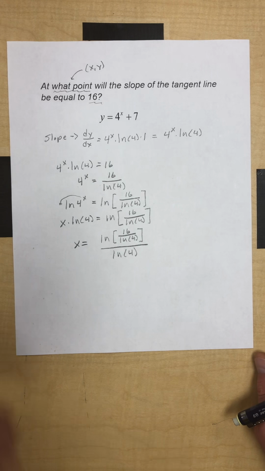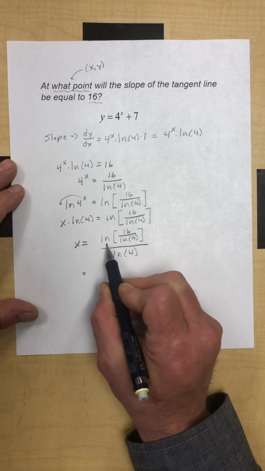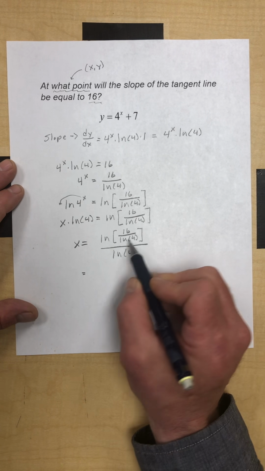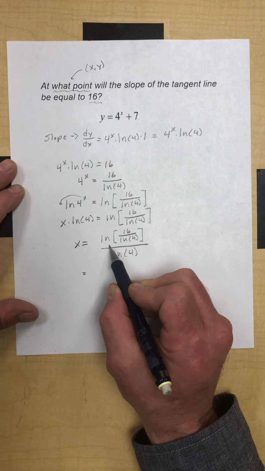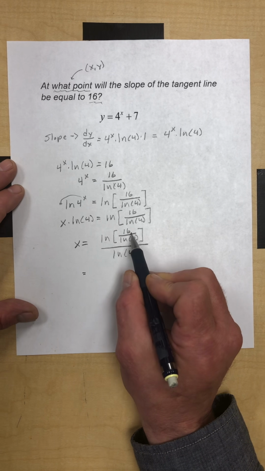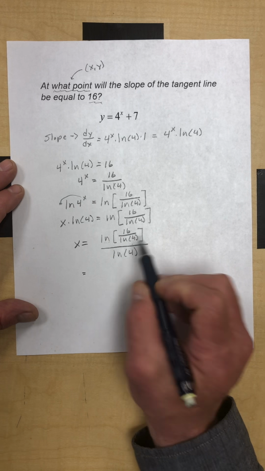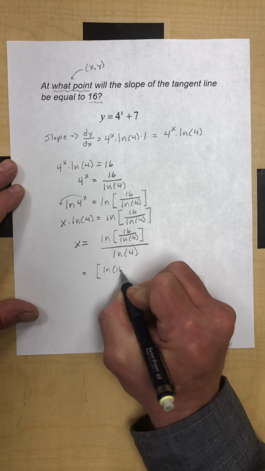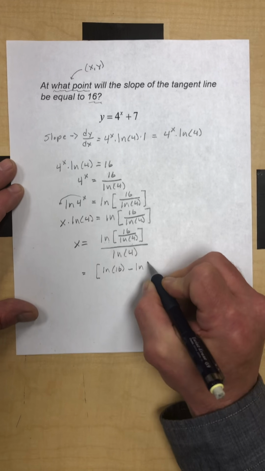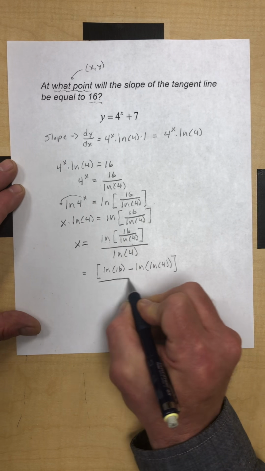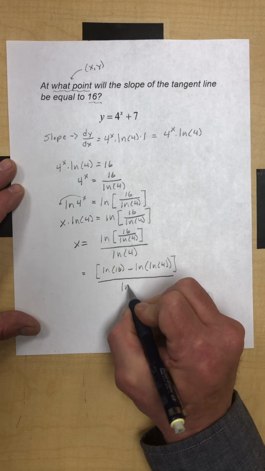I would say the only thing you could do to make it maybe a little bit easier is notice up in the numerator, we have the natural log of a quotient. So we could apply the quotient rule. Remember, the quotient rule would allow us to take the natural log of a quotient and move backwards. That would be the natural log of the numerator minus the natural log of the denominator. So if I wanted to, I could do this: I'd have the natural log of 16 minus the natural log of 4, all divided by the natural log of 4.